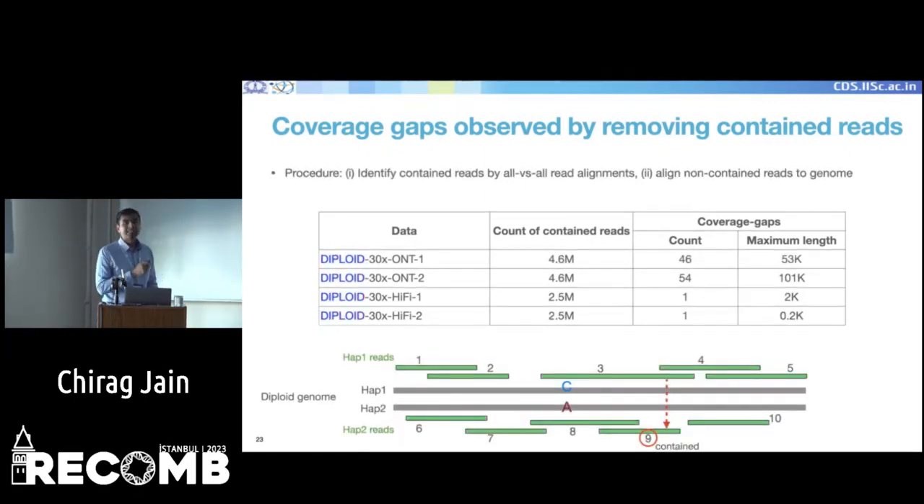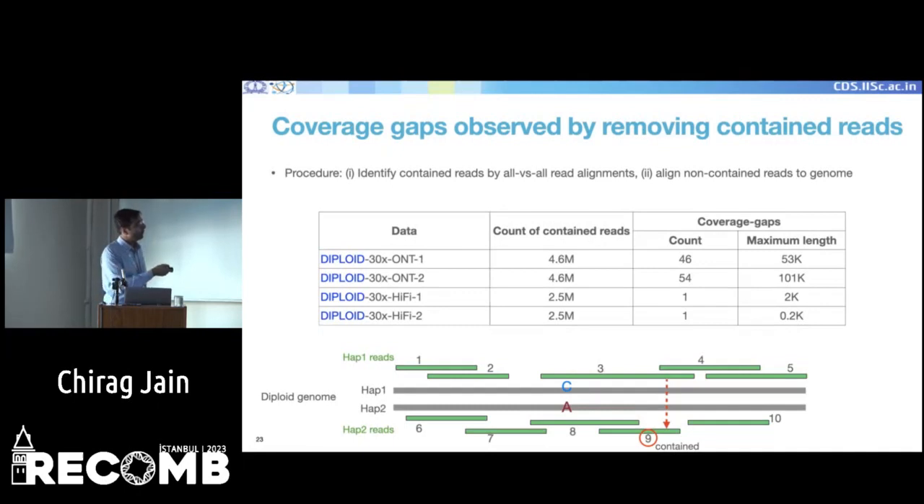However, the story is different for diploid genomes. For diploid genomes, we see coverage gaps for both nanopore and hi-fi datasets. For nanopore, the count of coverage gaps is significantly higher relative to hi-fi. Here we see on average 50 coverage gaps for the two datasets, whereas for hi-fi we observe only one coverage gap across the entire human genome.